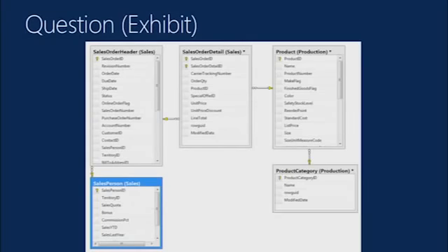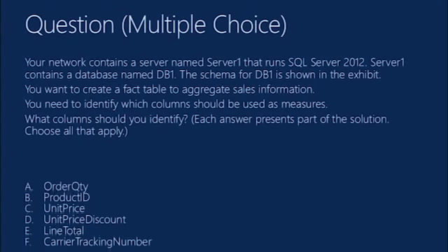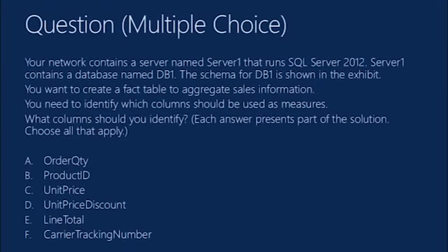Now, we've got that little slide there. Let's go ahead and take a look then at the possible answers here. And so we see things like order quantity, product ID, unit price, discount, line total, and carrier tracking number. Now, those are all numbers, which generally speaking, my measures are going to be numbers. It's going to be my numerical data, but not all numbers are created equal. So if I take a look at this, product ID, that's the primary key. Adding that up isn't going to help me anything. So we can go ahead and get rid of that.